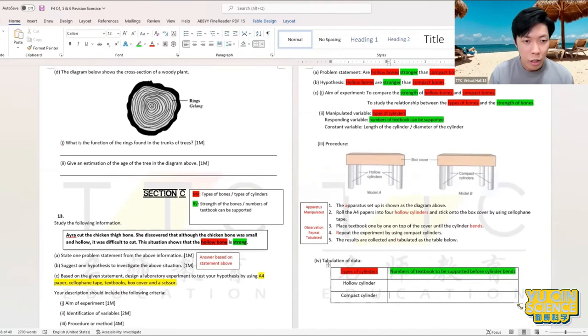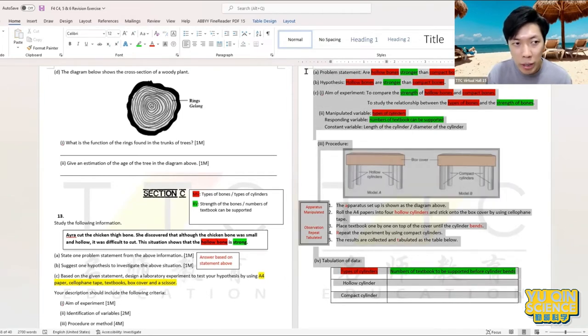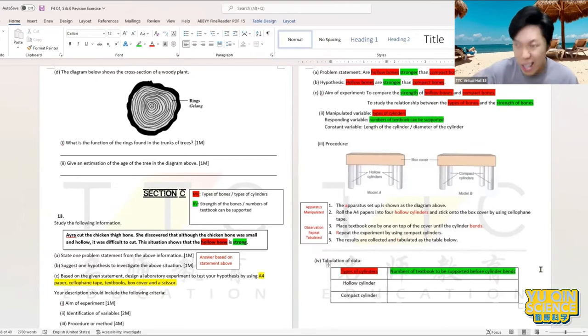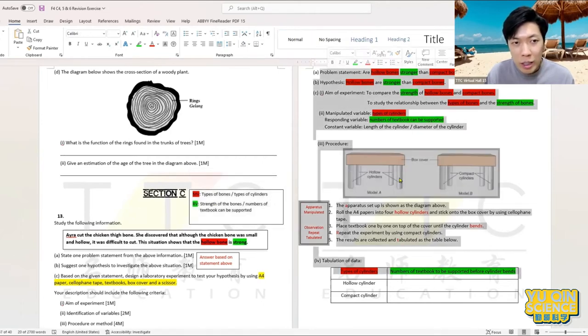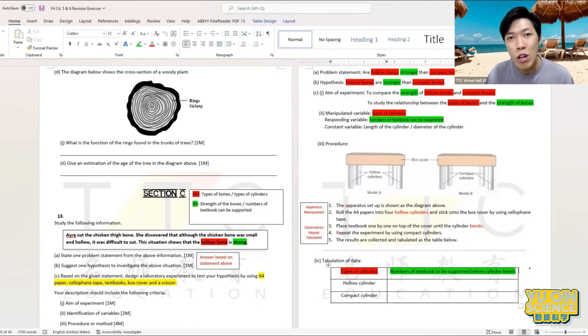Okay, now I have a lot of red color highlights and green color highlights. I just want to show you how important your manipulated variable and responding variable is in an experiment. That's like the soul, the backbone of it, isn't it? So that's why your first step must be correct. Find out your manipulated and responding variables, then your life will be a lot easier. These 10 marks is not so difficult after all.